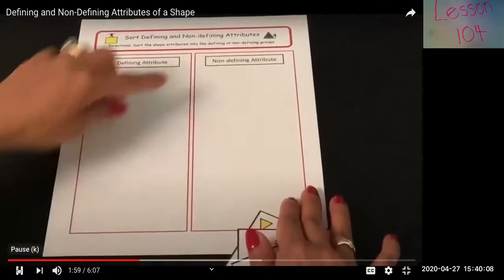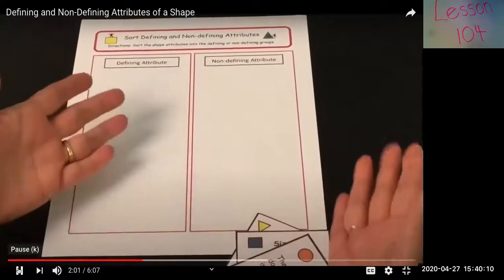Okay, so now let's look at non-defining attributes. Attributes that don't matter.